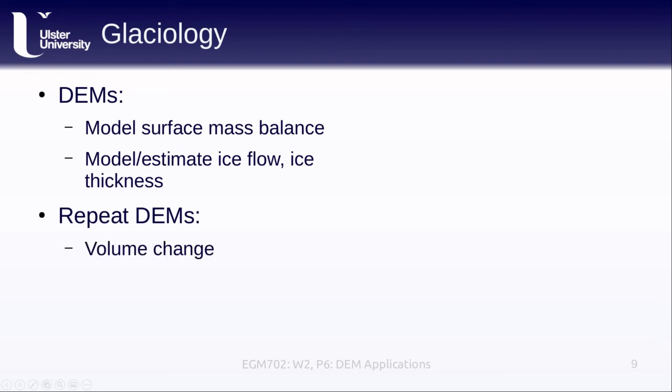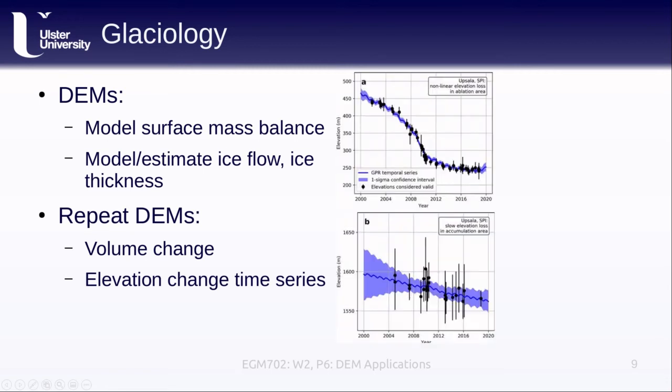And if we have enough repeat measurements, then we can start to look at the elevation differences over time as a time series rather than as a discrete difference of two different DEMs. And so this example here is from a study that used the entire ASTER archive to observe glacier elevation changes between 2000 and 2020. And so you can see all of the different individual measurements here.